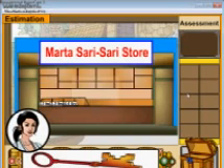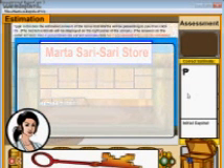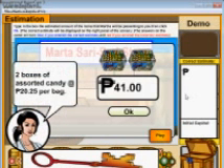2 boxes of assorted candy at 20.25 pesos per bag. So, this is an example. We will put the amount and then press OK. Yeah. So, we are going to play.